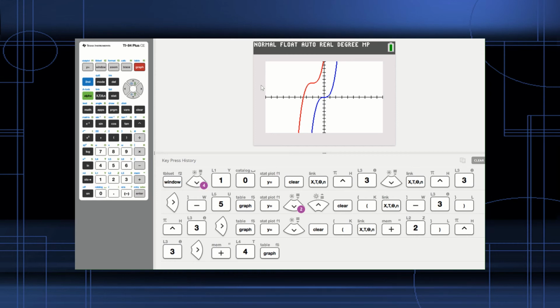So vertical shifts, horizontal shifts. I prefer the term shift to translation, just makes a little bit more sense, but to be totally accurate, it's a translation or a shift, vertical or horizontal. It's horizontal if it's inside a grouping symbol. It's vertical if it's outside any grouping symbol.